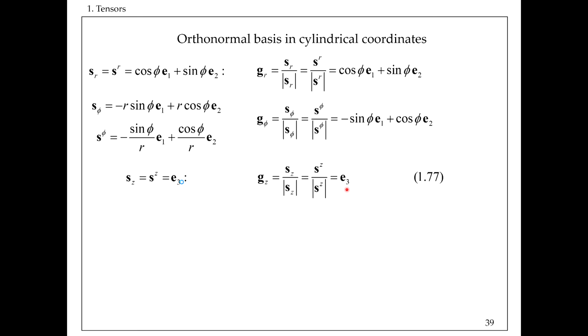is that in the cylindrical coordinate system these basis vectors are mutually orthogonal, so they are orthonormal, right? If we multiply them here, we will obtain that they are orthogonal. So obviously E3 is orthogonal to the plane components E1, E2, and these two, g r and g phi, will also be orthogonal.